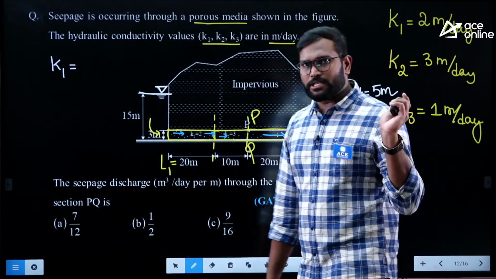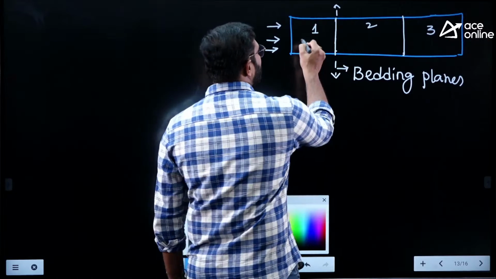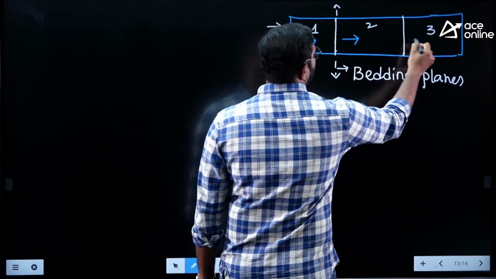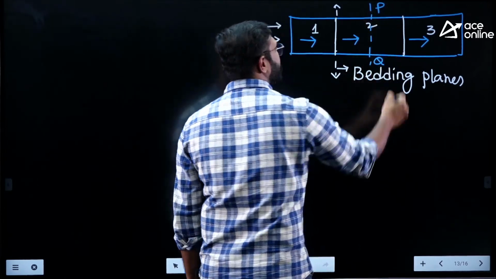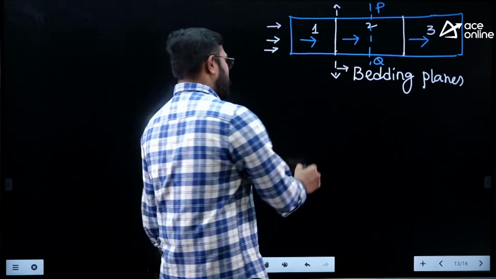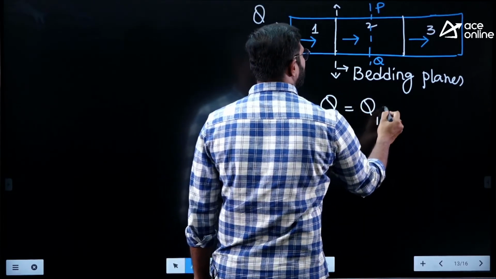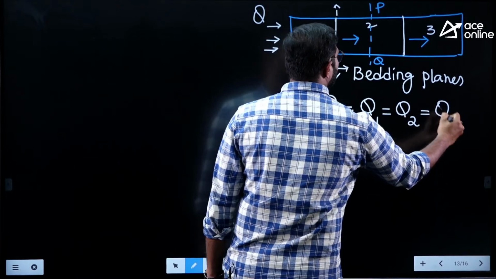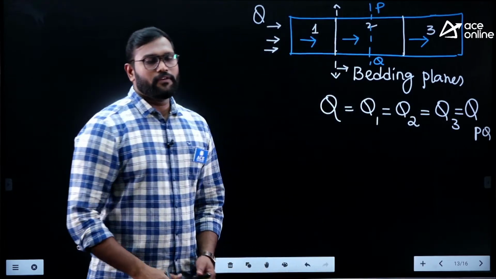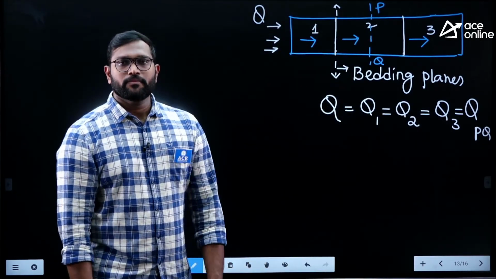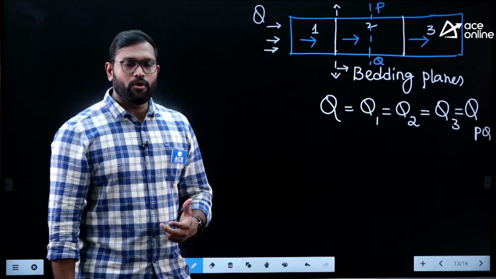As the flow is perpendicular to the bedding planes, the same flow will pass through soil 1, the same flow will pass through soil 2, which means at any section you take, it doesn't bother me. All the flow rates are the same. So the total flow rate Q is equal to Q1 is equal to Q2 is equal to Q3 is equal to the discharge at section PQ. If I find out the total flow rate, that's it. But for that you need to understand whether the flow is perpendicular or parallel to the bedding planes. Hope you understood that.